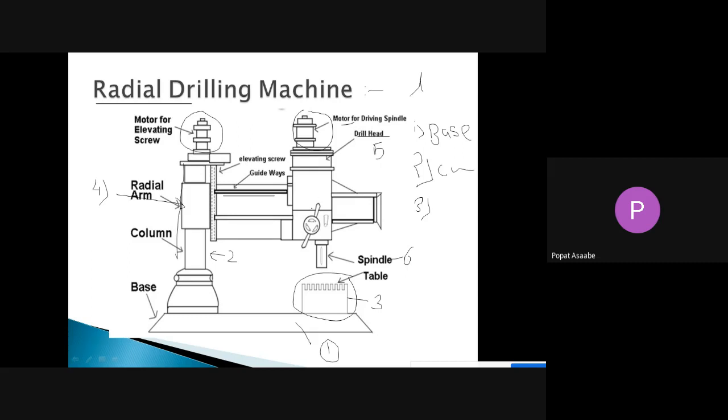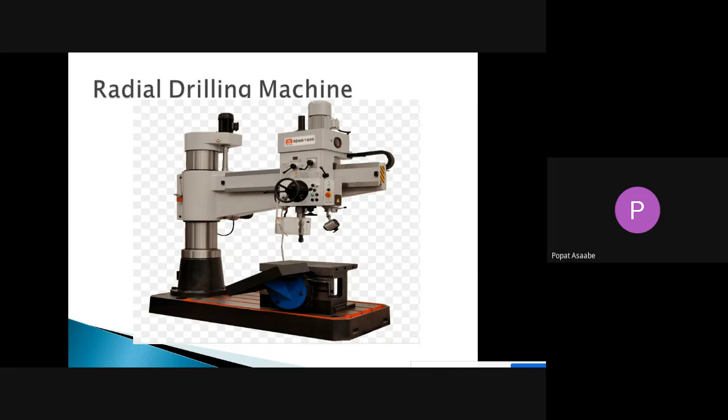So once again I will show the actual radial drilling machine here. Try to understand again. This is part number one, the base of your radial drilling machine. Part number two is the work table, on which we can hold our workpiece. This is part number three, the vertical column.